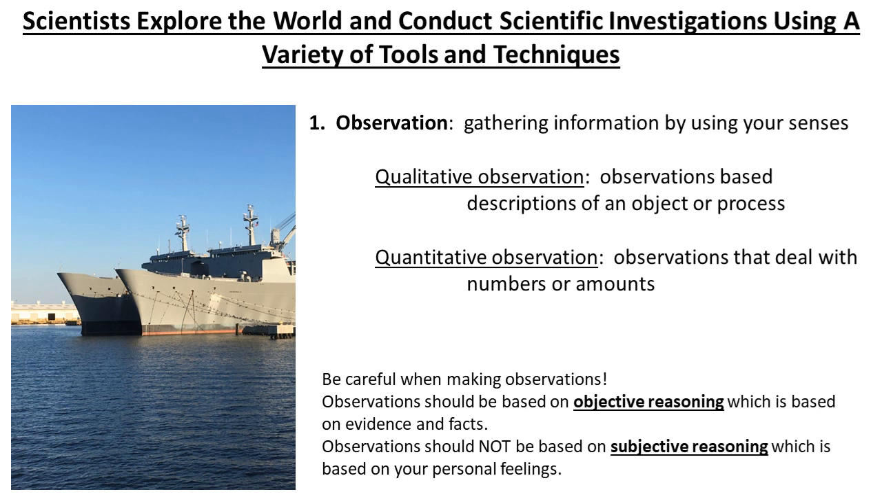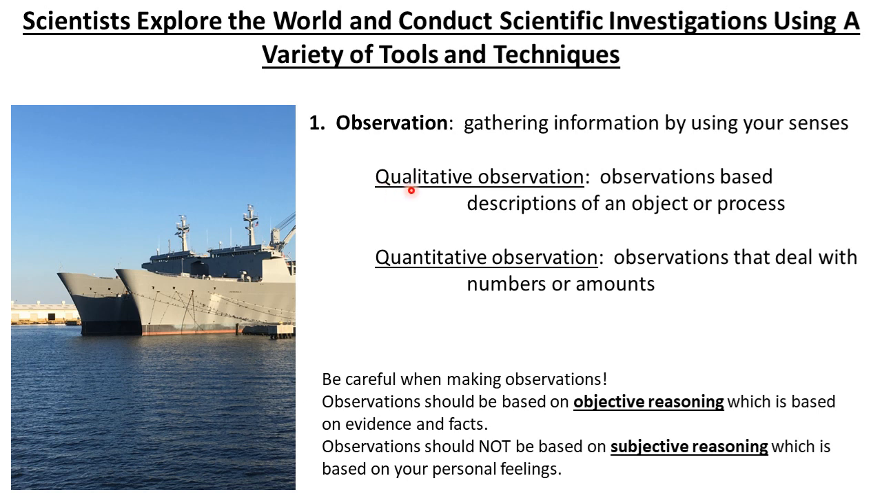Now, there's two types of observations. There's a qualitative observation, which deals with descriptions of an object or a process. And then there's quantitative observation that deals with numbers or amounts. Now, how are you going to keep these two terms straight? Well, I'm going to show you.